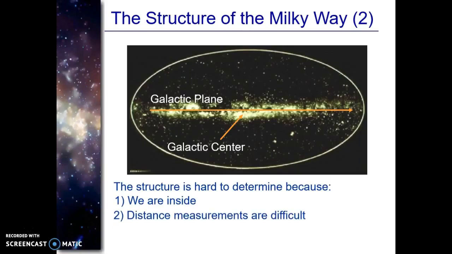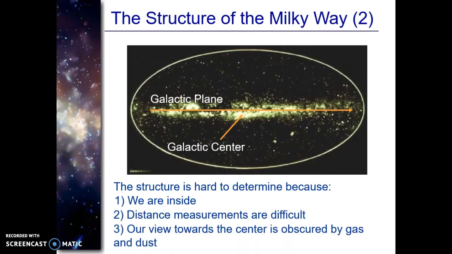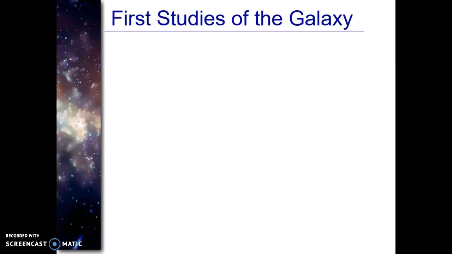The structure of the Milky Way is going to be a little difficult to determine because, number one, we're on the inside, not on the outside. Number two, distance measurements are difficult to make. And number three, our view towards the center of the Milky Way is obscured because there is a lot of gas and a lot of dust in our way.